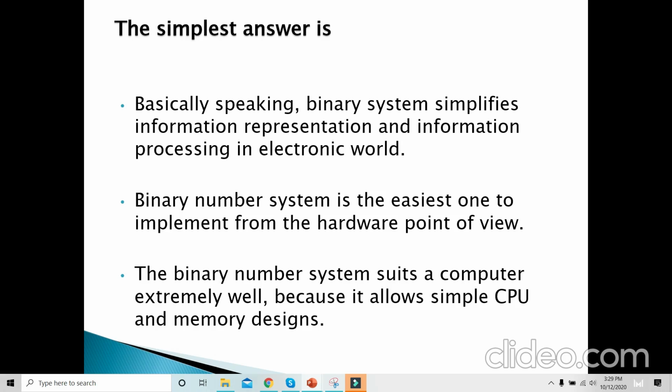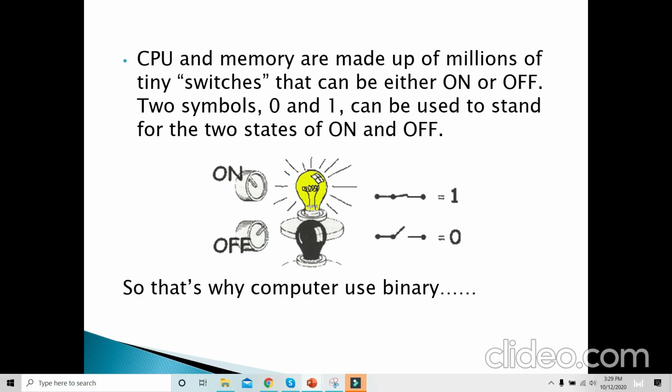Now, the binary number system suits a computer extremely well because it allows simple CPU and memory designs. A CPU, or central processing unit, and memory are made up of millions of tiny semiconductor switches that can be either on or off. So there are two symbols, 0 or 1. When we say 0, it's off. When we say 1, it's on. They can be used to stand for the two states, off and on.